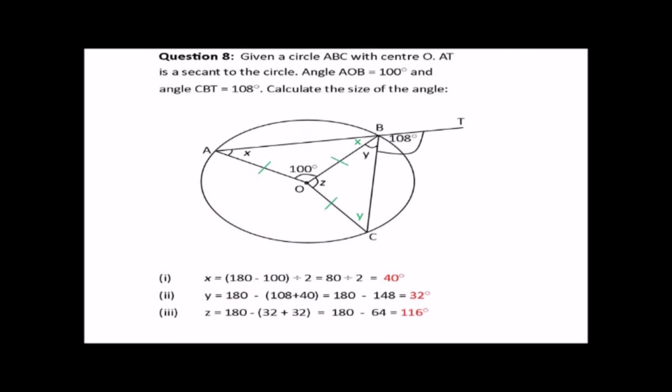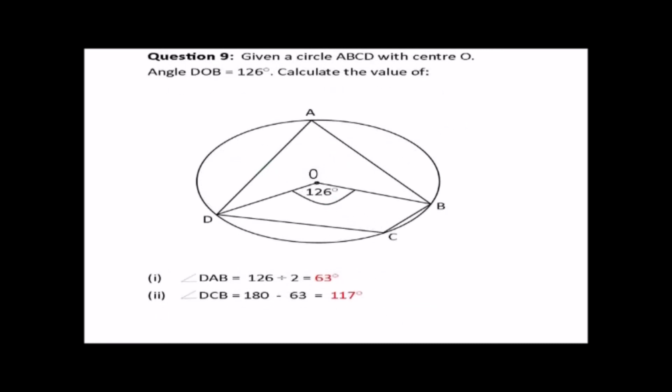We move on to number 8. X would be 40 degrees because of that isosceles triangle, and then Y would be 32 degrees in the other isosceles triangle, and then Z would be 116 degrees. That's the angle at the center of that isosceles triangle. Got it? Move on to question 9.